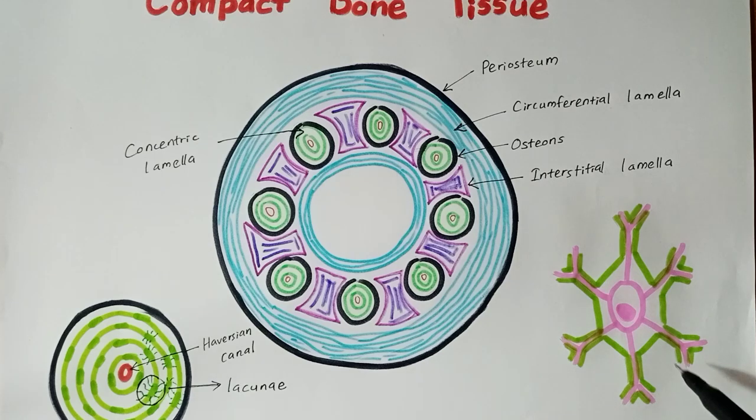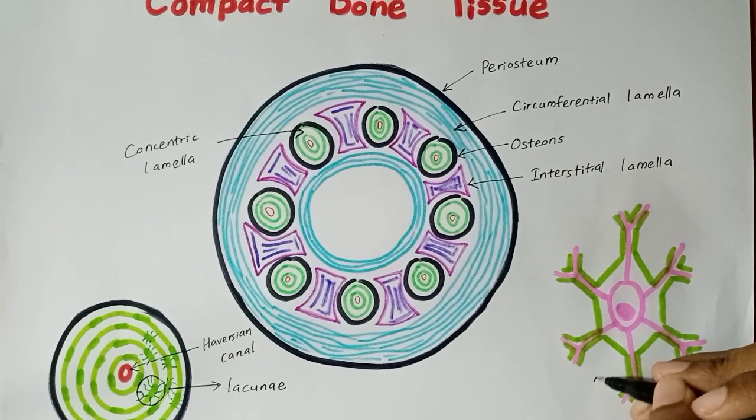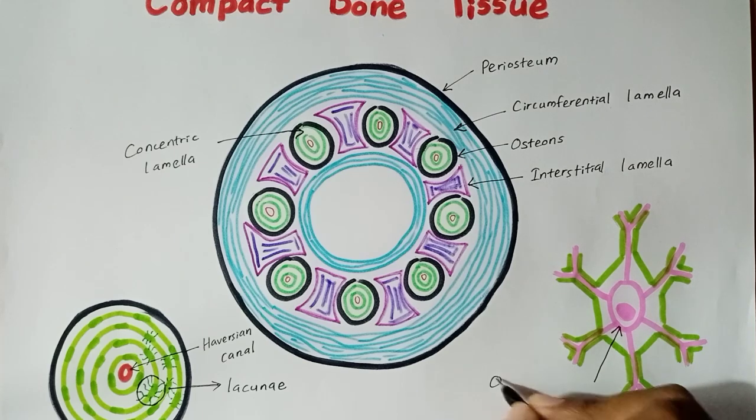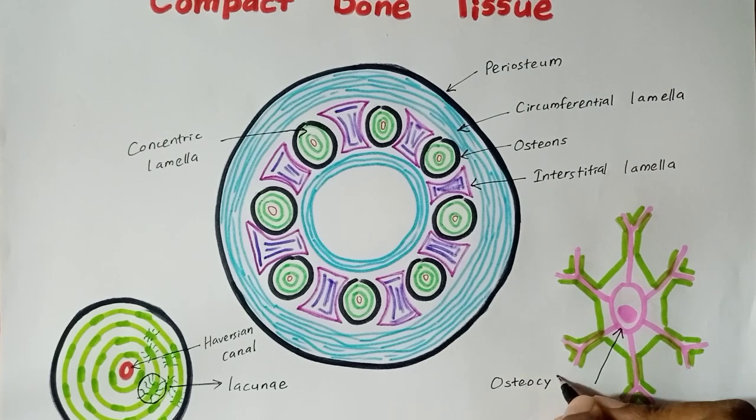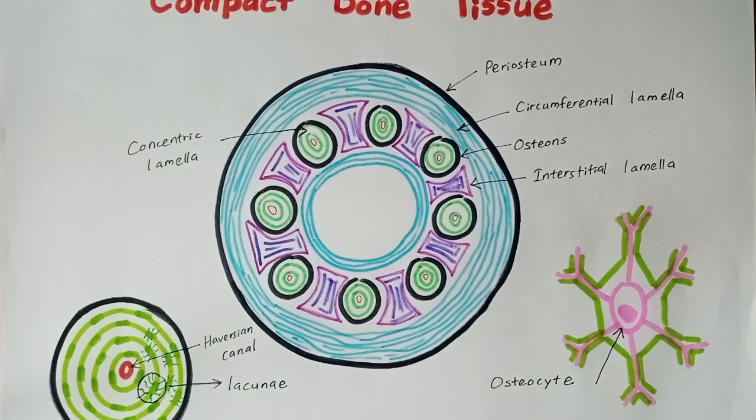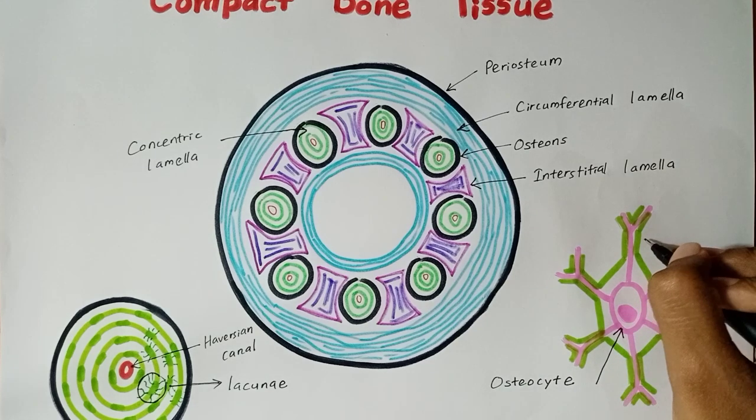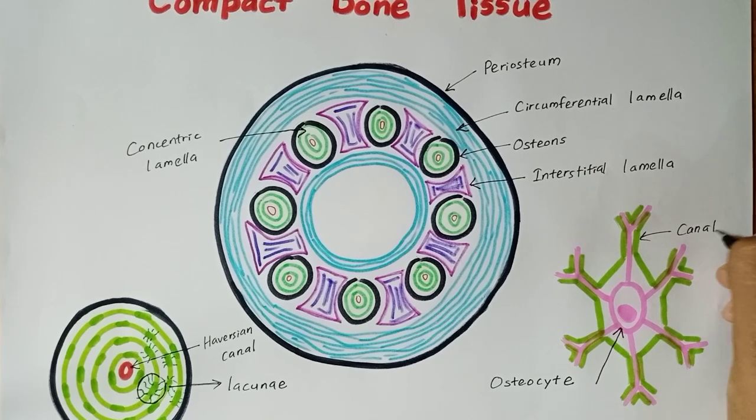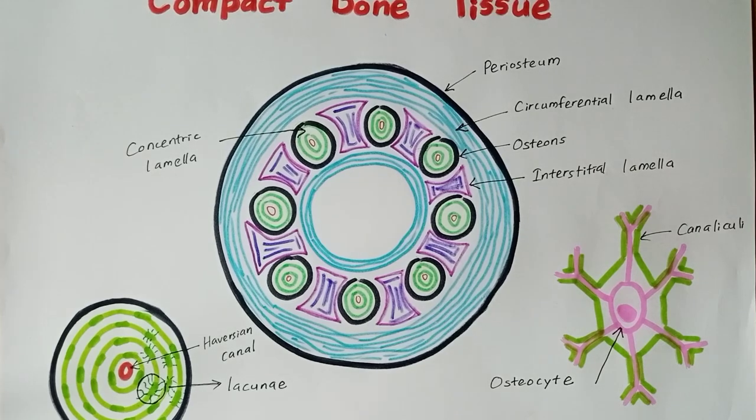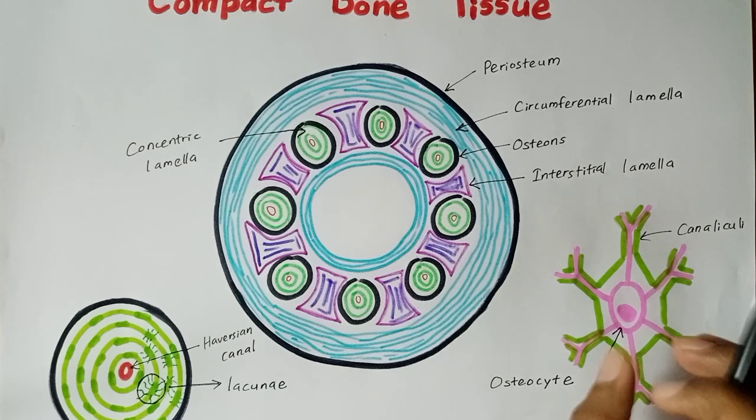So now let's talk about the lacunae. Lacunae is a cavity and it contains a bone cell. That means this lacunae contains the bone cell osteocyte. And these tiny canal-like structures are known as canaliculi. So these canaliculi radiate from the central canal to lacunae, and they communicate via gap junctions. And these canaliculi supply oxygen and nutrition to the osteocytes.